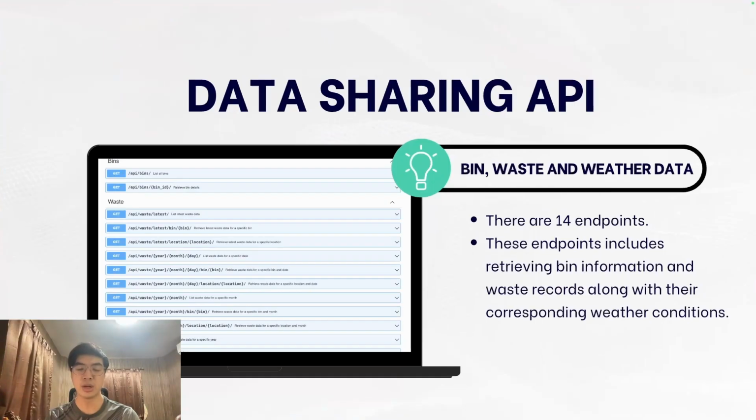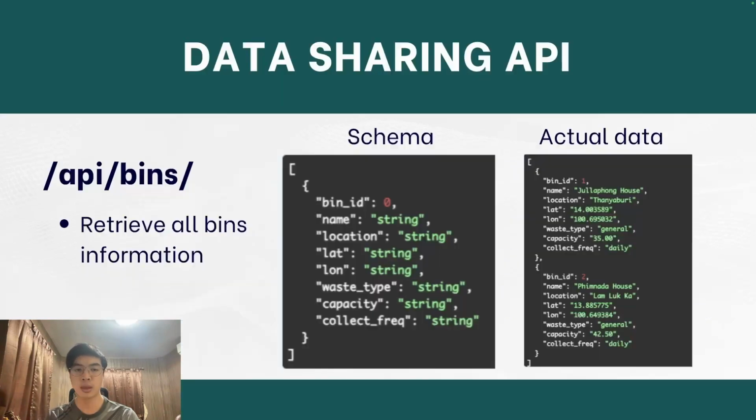For our data sharing API, we provide the user with 14 API endpoints related to bins information, our waste records, along with their corresponding weather conditions. The user can also retrieve the latest record from our database or even the specific period of time that they want to learn about. Let's go to some examples of the API endpoints.